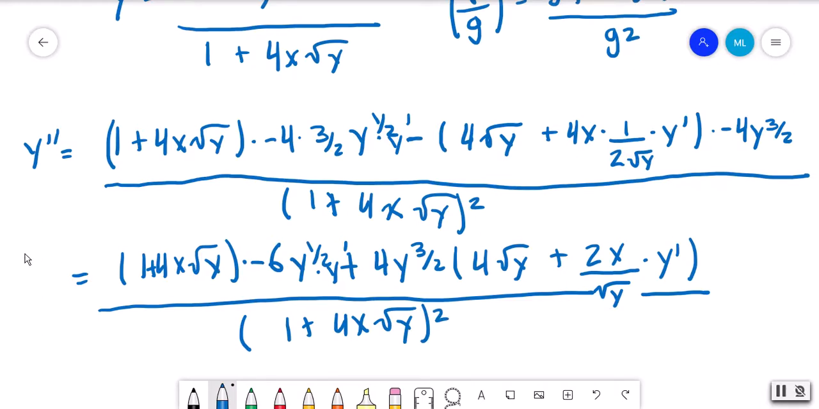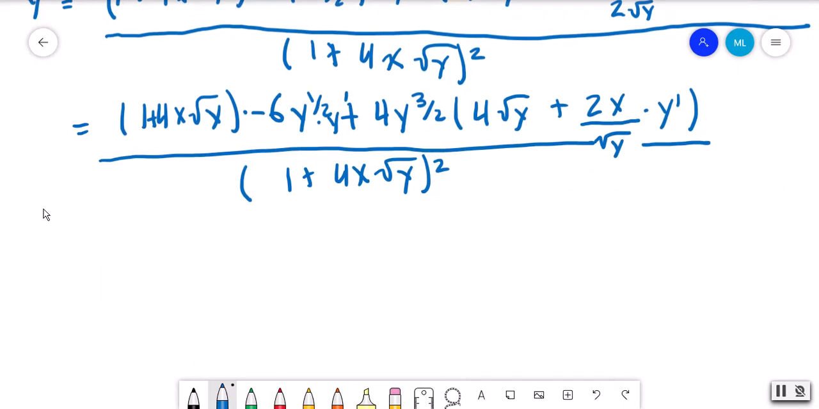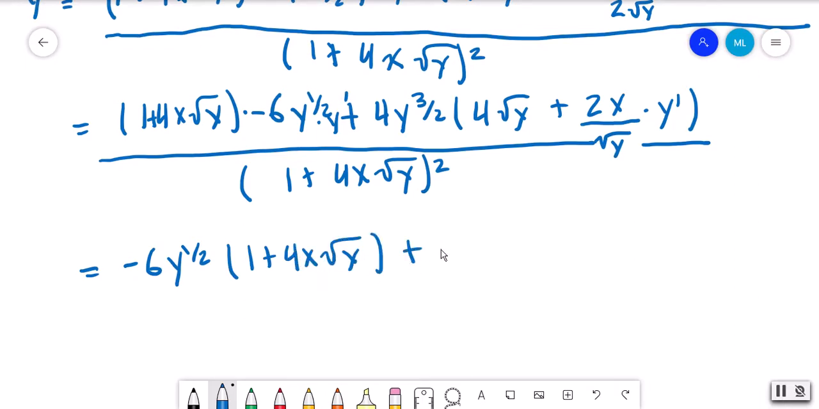Okay, so from here, it looks like we can still combine like terms if we want to. Let's see. Yeah, it's probably best that I go ahead and keep distributing as much as possible. So for example, I'm going to put this over here, the negative 6 y to the 1 half multiplied by 1 plus 4x square root of y. And then we have plus, okay, so this is where I'm going to start distributing.